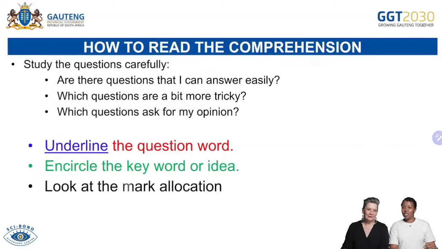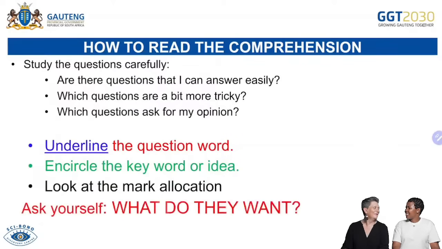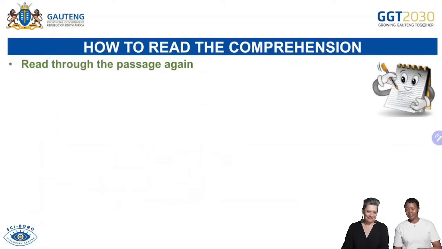It's very important that you pay attention to the mark allocation. And then ask yourself, what do they want? Having underlined the question word and circled the keyword, looked at the mark allocation, then you ask, what do they want? The answer to what they want will be found in the text that you're reading.